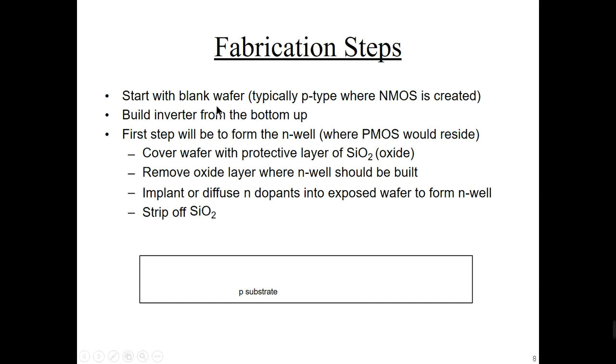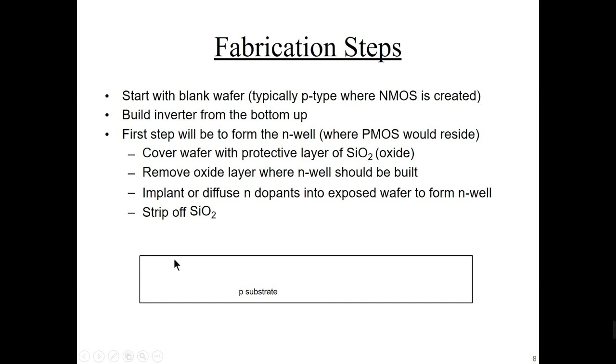So coming to this, start with a blank wafer. Simply that is a silicon wafer with a thickness of about 1 micrometer. And after that build the inverter from the bottom up. So the first step will be the N-well process. In this case we are using the N-well process, and cover the wafer with a protective layer, that is the material silicon dioxide, SiO2. And after then we have to use different processes. Those are remove the oxide layer where the N-well should be built. And after then implant or diffuse N dopants into the exposed wafer to form the N-well. After then strip off the SiO2.